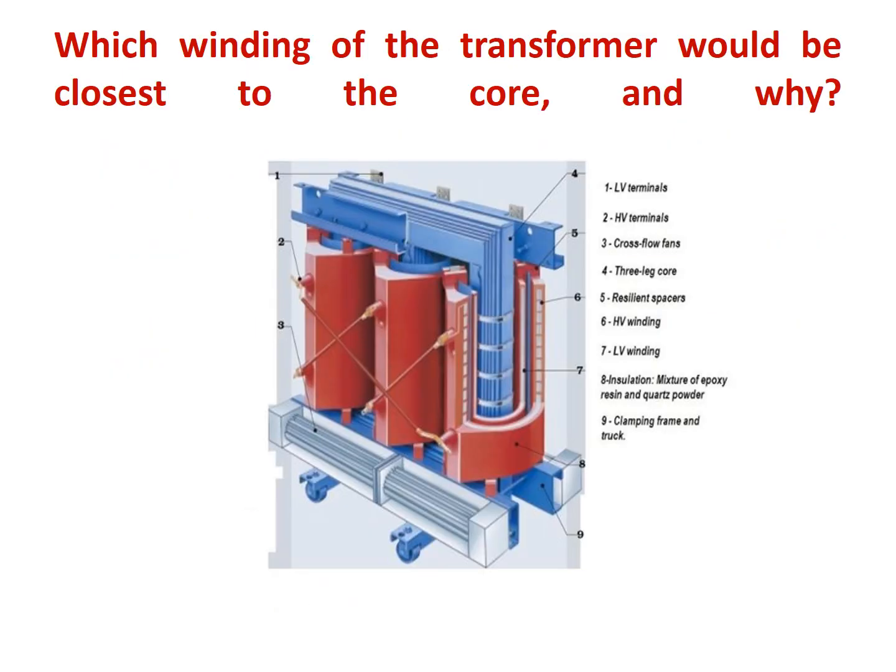Now, why do we study this theory? Here we understand from the transformer point of view which winding of the transformer would be closest to the core, and the question is why. So first of all, we have to understand the cross-section view of the transformer, the position of the windings and other parts of the transformer.